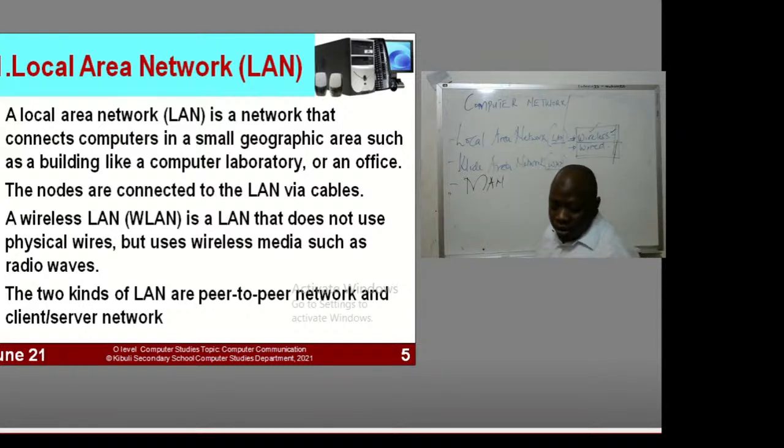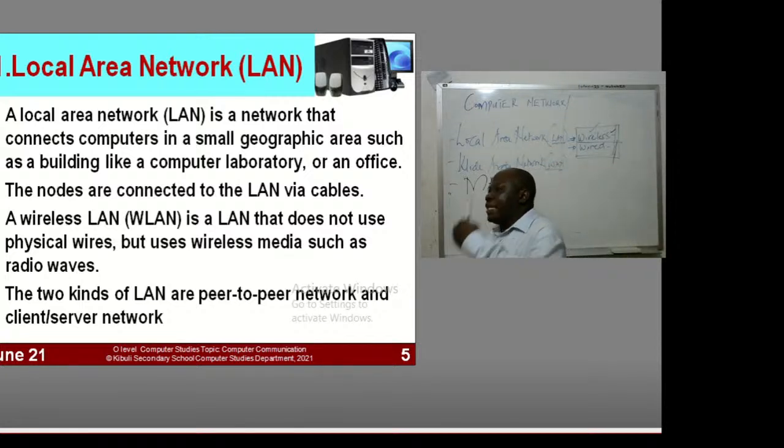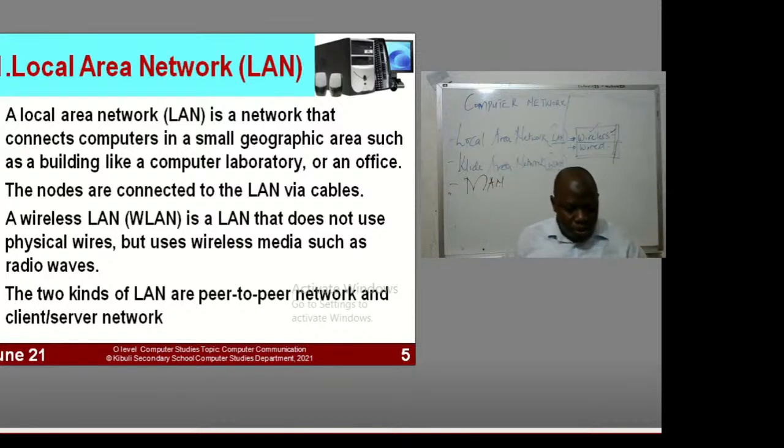So the nodes are connected not only wired, but again using wireless. A wireless LAN is a LAN that does not use physical wires, but uses wireless media such as radio waves. Radio waves are one of the ways data is transmitted from one device to another.